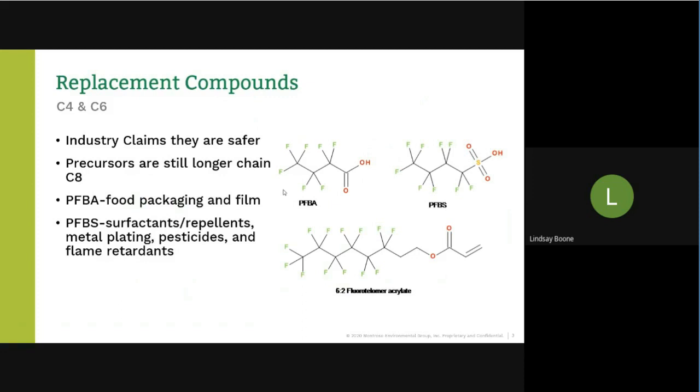The problem with the replacement compounds is that a lot of the time the precursors used in the industrial processes or synthetic routes, like this one at the bottom of the screen, 6:2 fluorotelomer carboxylate, are used in the manufacturing process to make the shorter PFAS compounds. Some examples of replacement compounds that I see commonly in wastewater are PFBA and PFBS.